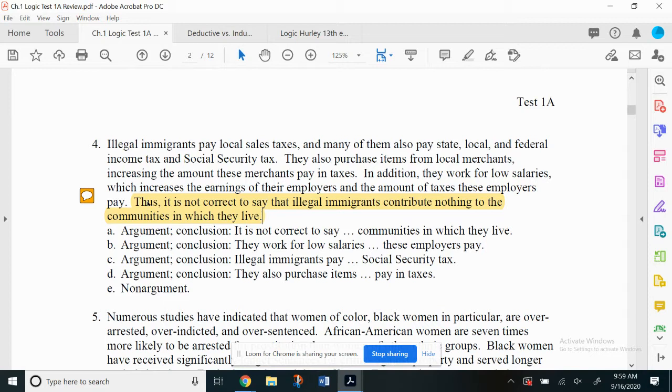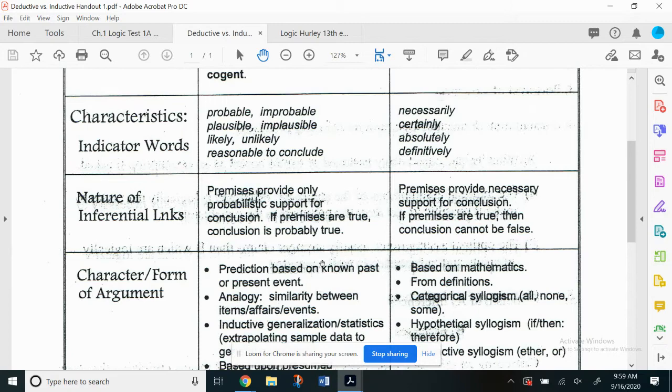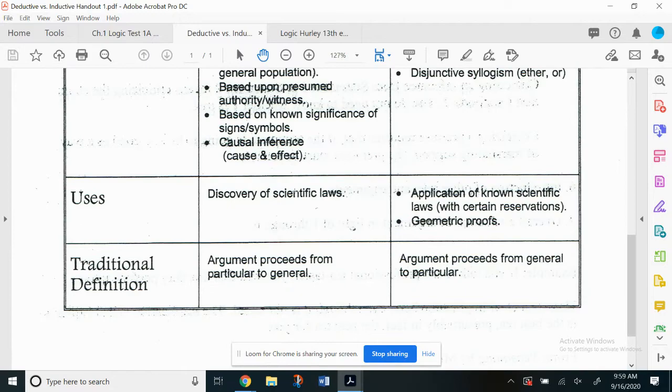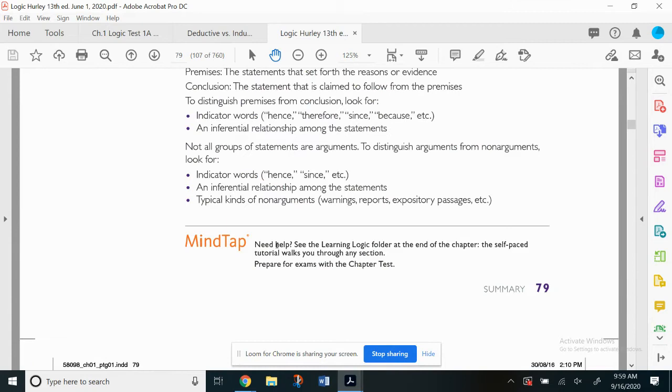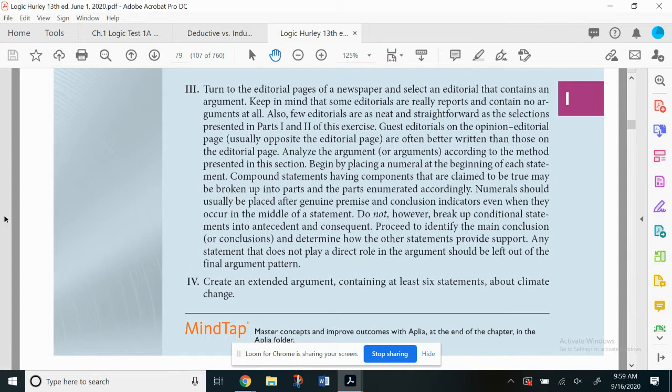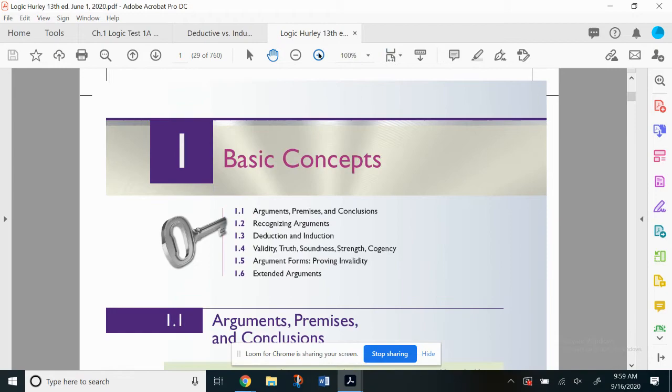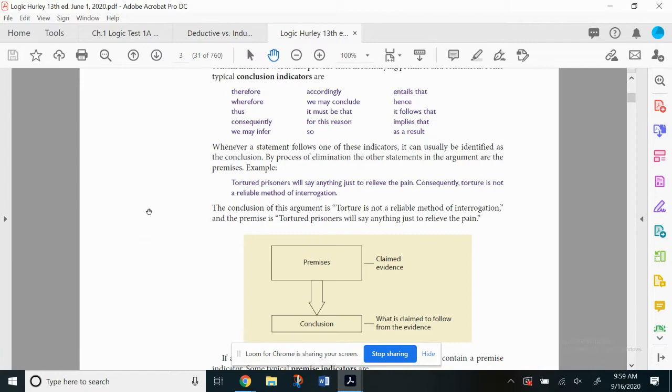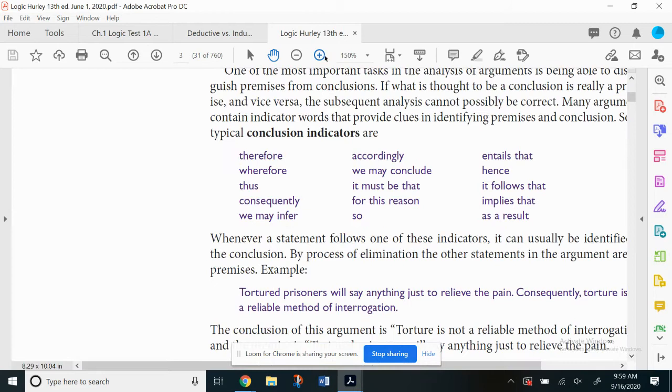Go back to the beginning of your chapter, section 1.1 or 1.2, or even this cheat sheet handout. We don't have thus there, but let's see. While we're at it, let's go to the book. We don't have thus there either, even though those are conclusion indicating words. No problem. Let's go to, and this will be the last one that I milk out for you. Yeah, so section 1.1. There you go. Thus, see that? That was the conclusion indicating word.